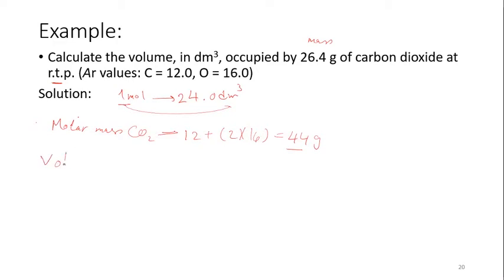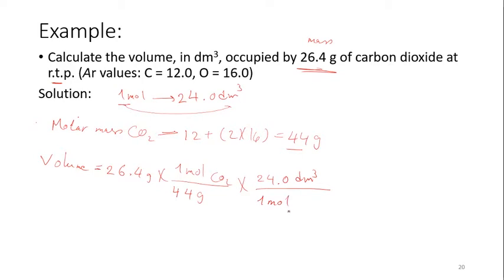Now if I wanted to find out my volume, it will be equal to the number of grams that I'm given, 26.4 grams. If I know that each 1 mole contains 44 grams of carbon dioxide, and from that I obtain the moles, and if I know that each 24 cubic decimeter is considered to contain 1 mole of carbon dioxide, this will be equal to 14.4 cubic decimeter.